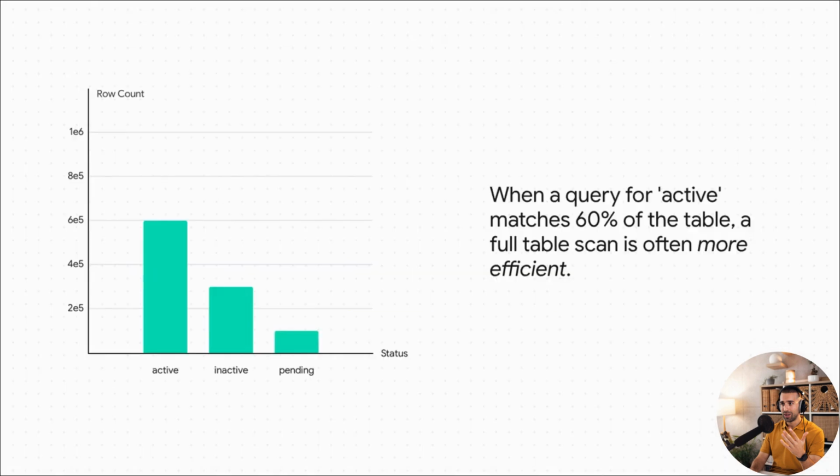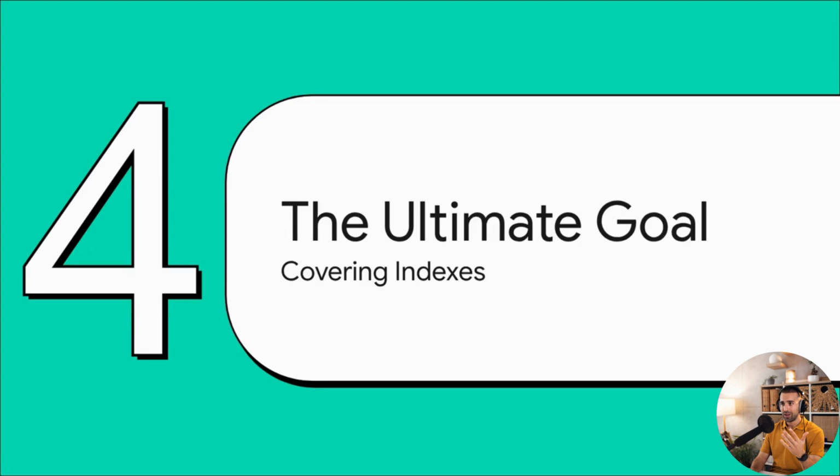I mean, just look at a distribution like this. If your query is searching for a status of active, and that represents 60% of your entire table, it is way more efficient for the database to just read the table from start to finish. Using the index would mean jumping back and forth between the index and the table data hundreds of thousands of times. No way. So, let's recap.